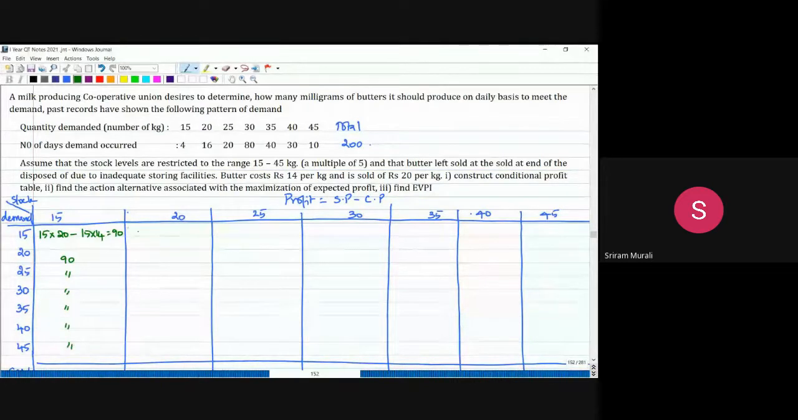What about this case? It is 15 into 20 minus 20 into 14, which is equal to 20. So 20, 20 means the demand will be the same. So 20 into 20 minus 20 into 14. This is equal to 120. And henceforth the 120 will be the same.